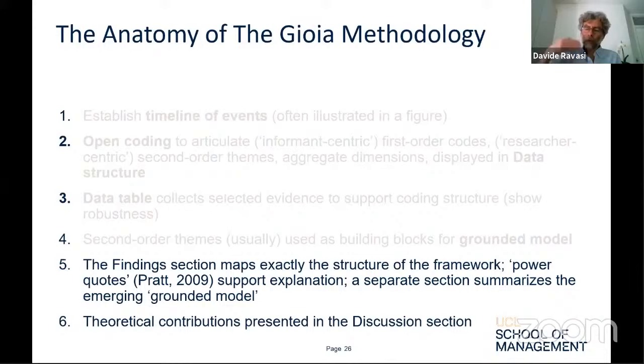You tell the reader how the model works in present tense, not past tense. Findings are narrated in past tense. This is what happened. That's what you saw happening. That's what you heard. The model, present tense. This is your theory. This is where you try to generalize, to develop theoretical arguments that are transferable.